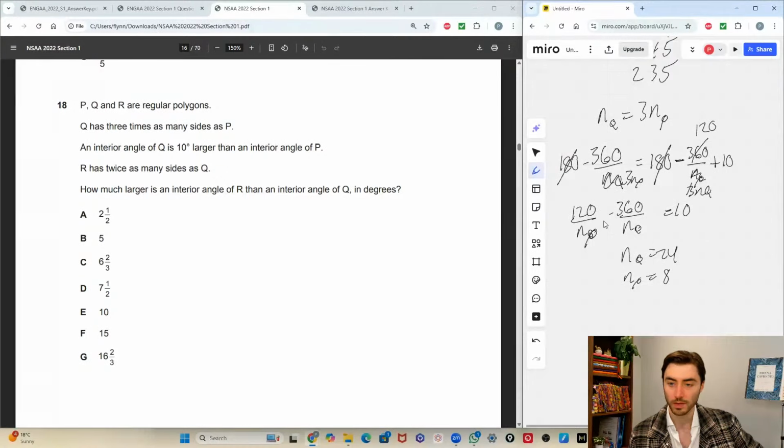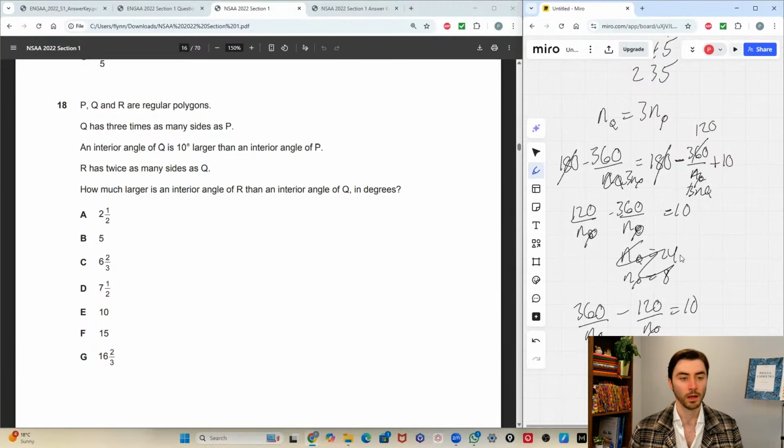That's 120 over NP minus 360. So 360 over NP minus 120 over NP is equal to 10. Cancels down, 24 is equal to NP. Good. Which means that NQ is 3 times that, which is 72. R is twice as many sides, so that is 144 is NR.